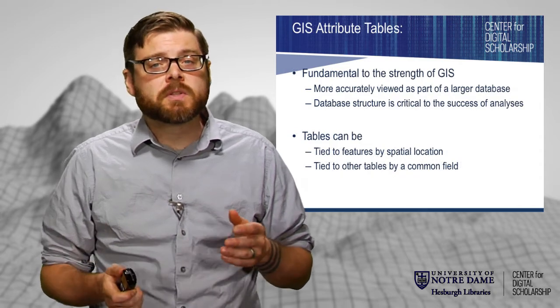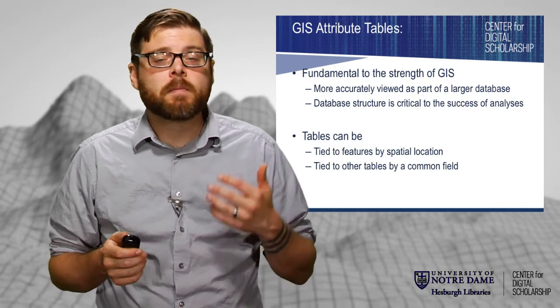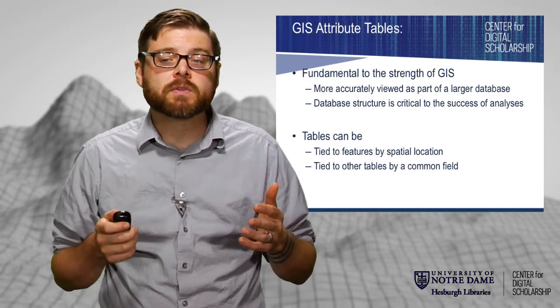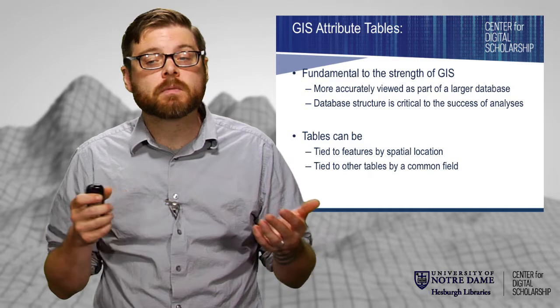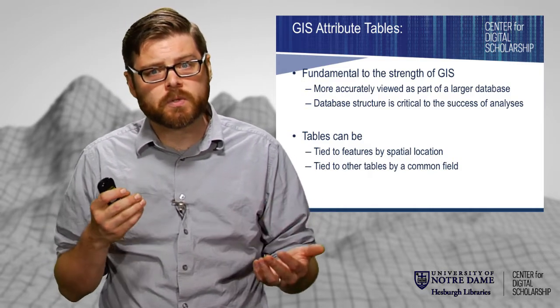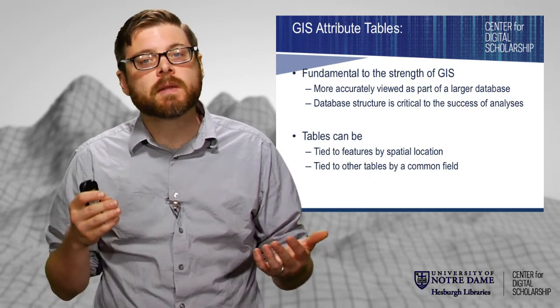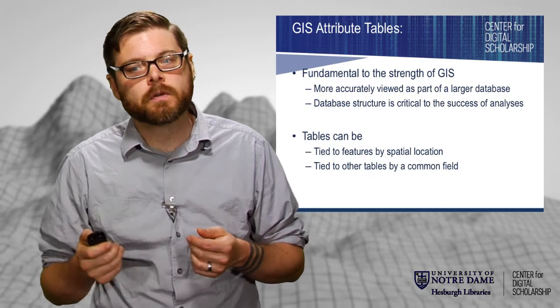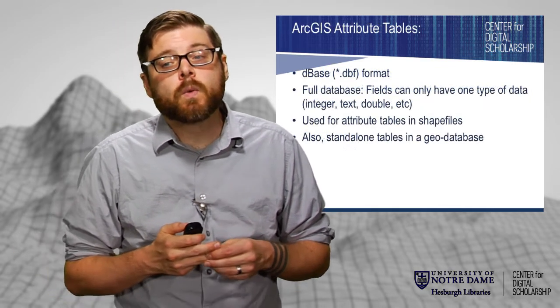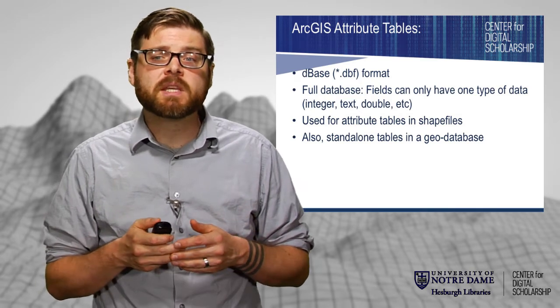So these attribute tables are fundamental to the strength of a GIS system, and we can look at them as part of this larger spatial database and then tie them together either based on spatial location between two features or two tables that have spatial data with them, or we can tie them to other non-spatial data based on a common field.